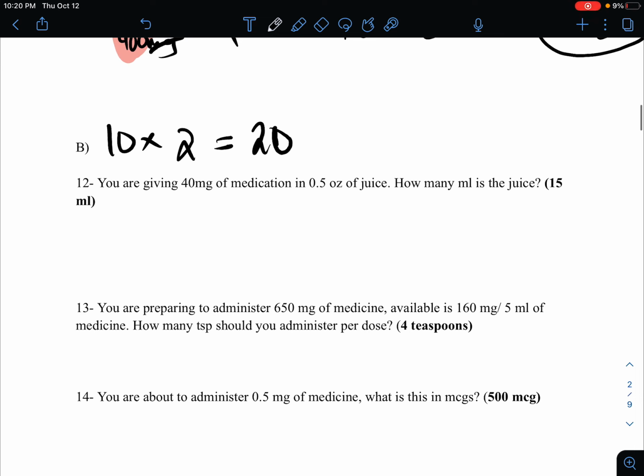So you're giving 40 milligrams of medication and 5 ounces of juice. How many milliliters is the juice? Right? So 0.5, and remember, there is 30 milliliters per ounce times 30. So 15.